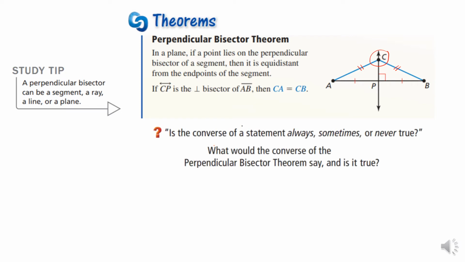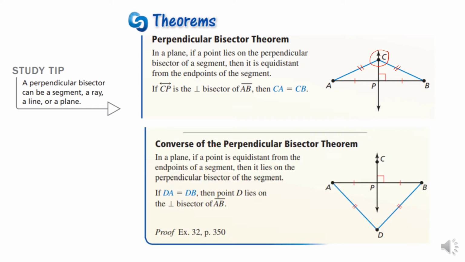What would the converse of the perpendicular bisector say? And is it always, sometimes, or never true? So let's see. The converse of the perpendicular bisector theorem is: in a plane, if a point is equidistant from the endpoints of a segment, then it lies on the perpendicular bisector. So in this one, it's saying, given two lines that connect to a point above another line, if those two segments are equal, then that point is on the perpendicular bisector. So if I had two segments here and they were equal, then this point that matches them would also be on this bisector.